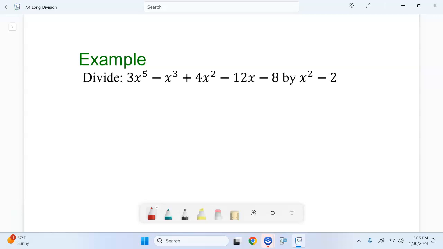There is no remainder. It is just the quotient. We don't write a division because it would be 0 over something, which is just 0. So we don't need it. In that case, the answer is just what was up top.